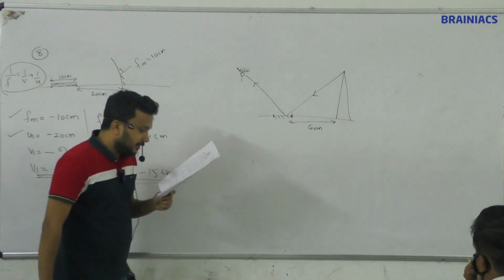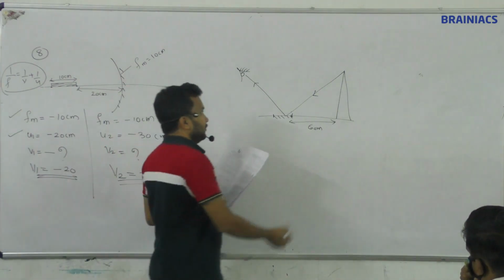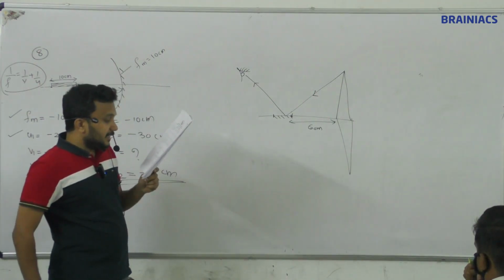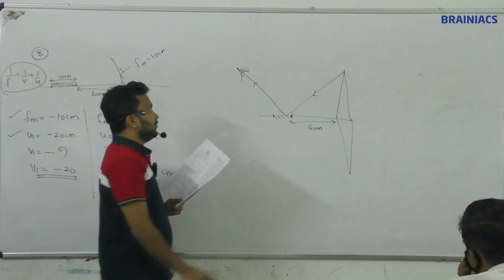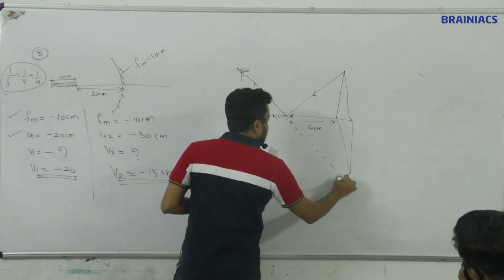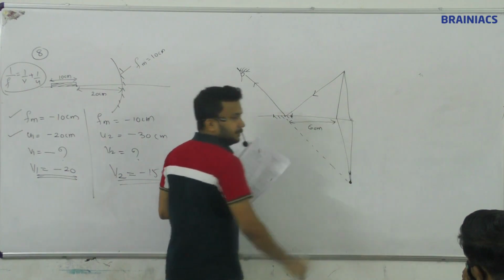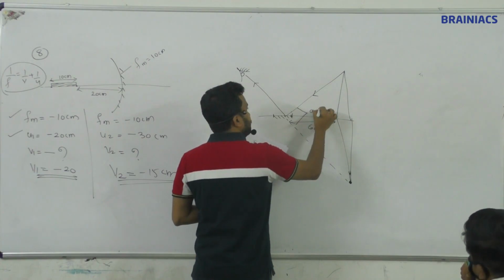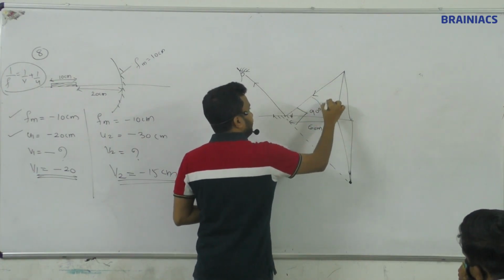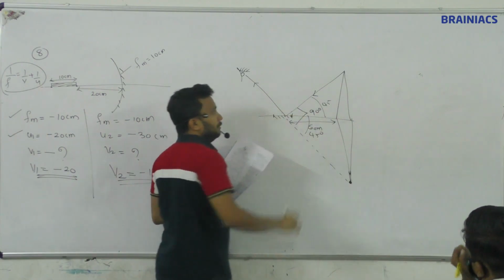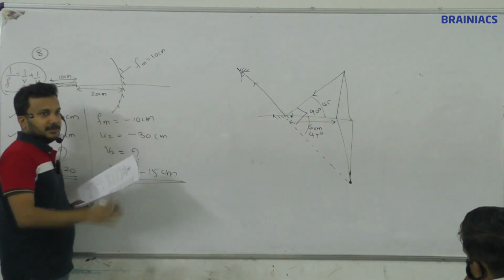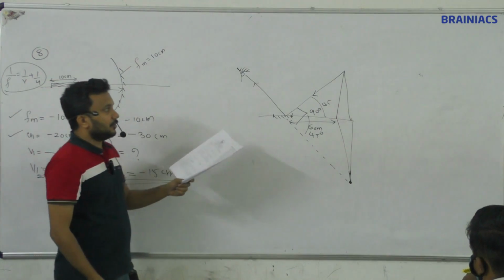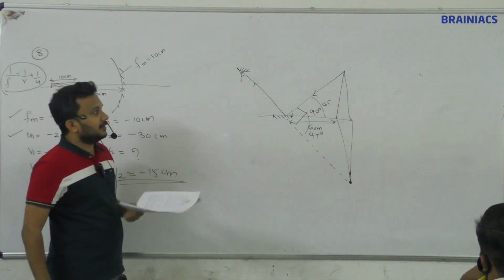But the question's hint is the top of the tower and its image. The image formed by a plane mirror will be inverted. So the top of the tower and its image in the mirror subtend an angle, which means if we extend this, the point where it meets is the image. This subtends an angle of 90 degrees, which means this one is 45 and this one is 45, because it is a plane mirror. By the similar triangle concept, equal sides give equal angles. So total 45.